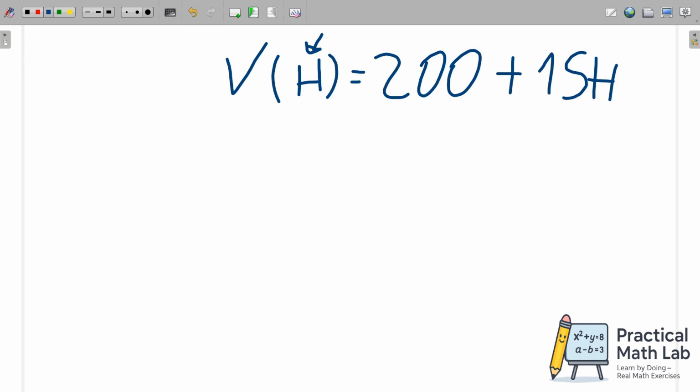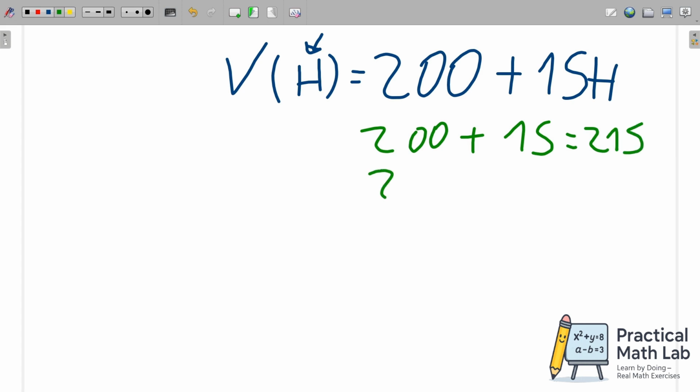let's check. If the number of hours is 1, it'll be 200 plus 15 times 1, 15. So it'll be 215. If the number of hours is 3, it'll be 200 plus 3 times 15, 45. So that's 245. So it checks out.